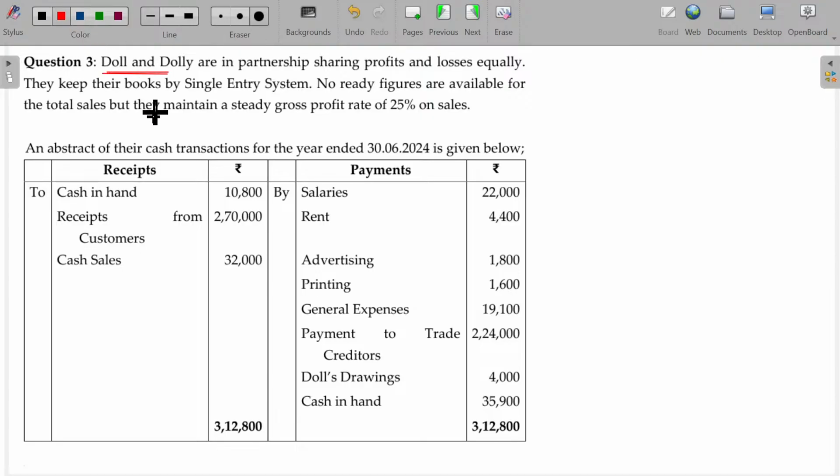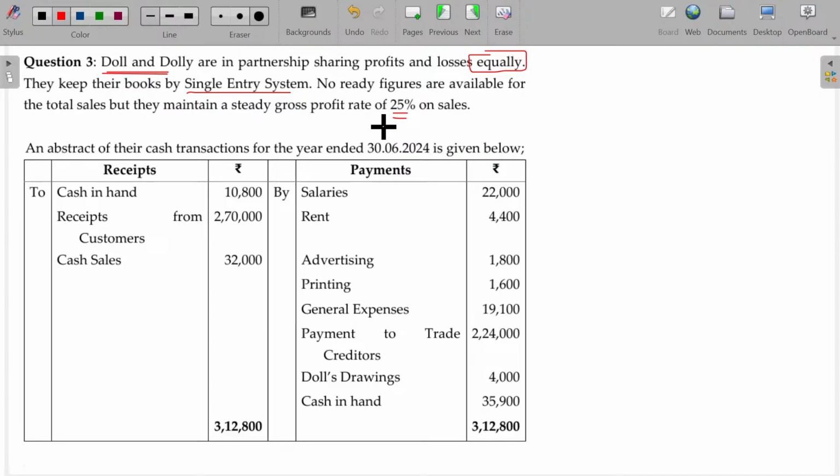Doll and Dolly are in partnership sharing profits or losses equally. They keep their books by single entry system. No ready figures are available for the total sales, but they maintain a steady GP of 25% on sales. One additional information is there: if sales being 100, GP is 25 rupees, then cost should be 75 rupees.